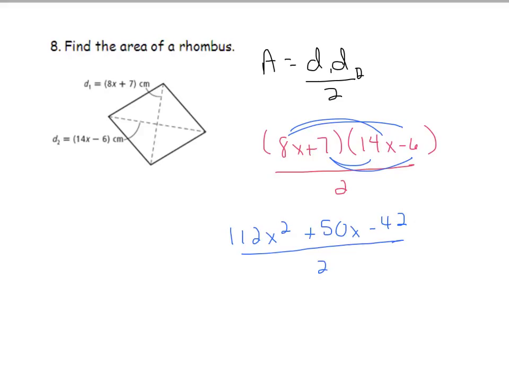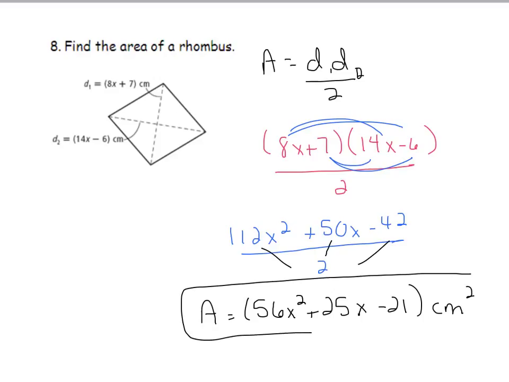All right, so after FOILing, the 8x, 14x gives you the 112x squared, and then we have 48x, and the 7 and the 14, that gives me the 50x, and then 7 and 6 gives me the 42. Now, but you still have to take half, you guys. So when you take half of each one of these, your area is going to be 56x squared plus 25x minus 21. And don't forget it's area, so it's centimeters squared. Do not worry, you guys, about leaving those x's in that formula or in the solution, okay?